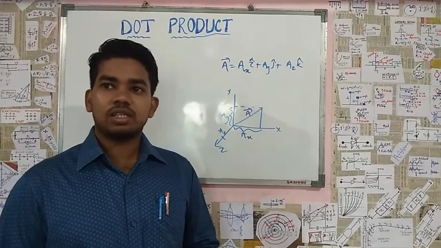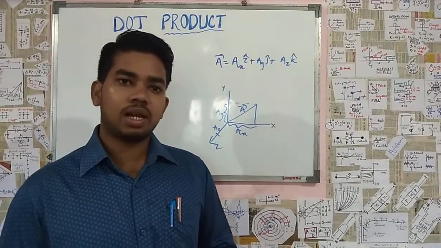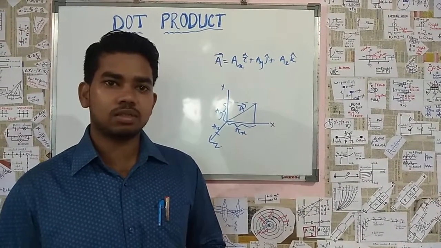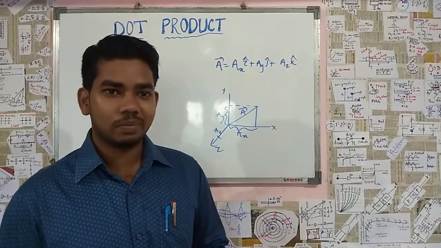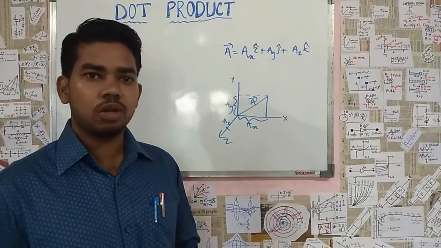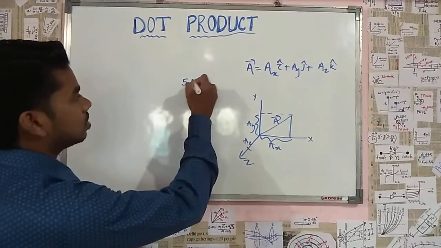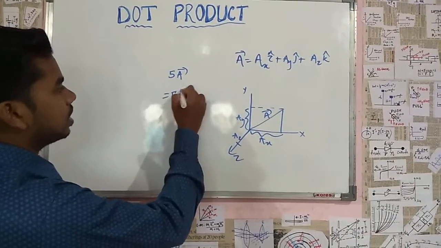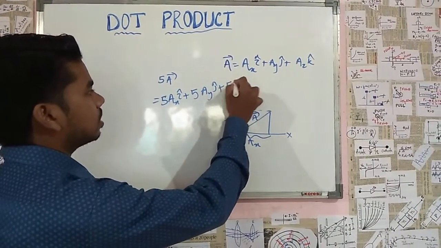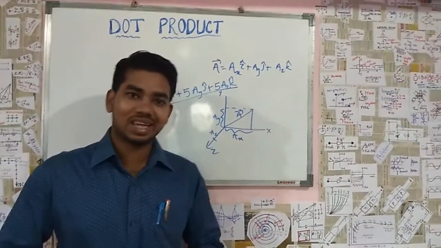If we think about addition of vectors, it is very easy, and we can use the triangle law and parallelogram law of vector addition to add two vectors. But if we consider the product of vectors, what do we have to do? Vectors can be multiplied with a scalar directly. There is no issue. If I want to multiply 5 with vector a, it will be 5 ax i cap plus 5 ay j cap plus 5 az k cap. There is no formula needed to multiply a scalar with a vector.